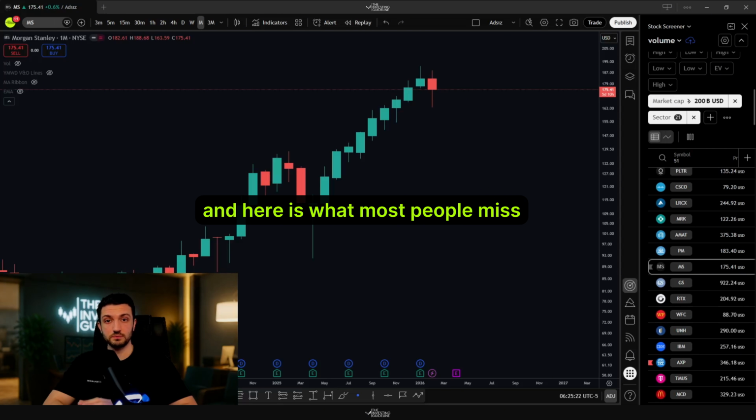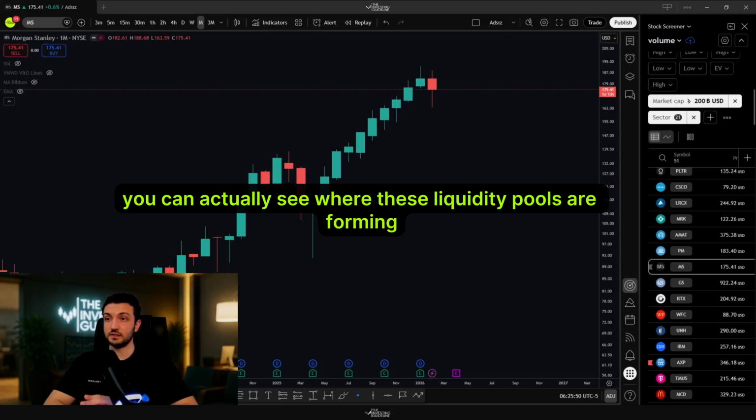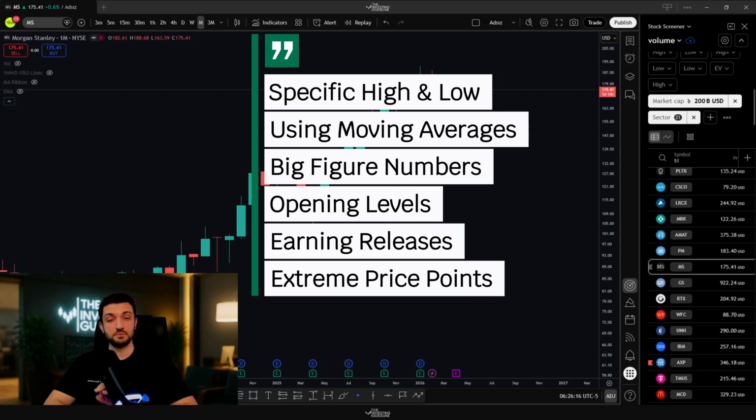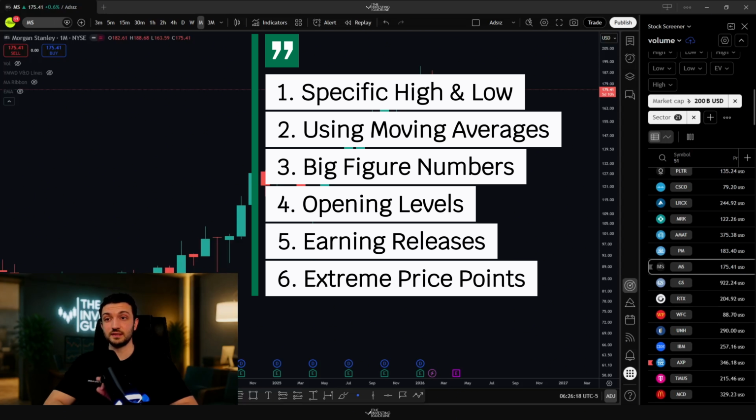And here is what most people miss. You can actually see where these liquidity pools are forming on the chart before the reversal happens. And that is what I'm going to show you. I will share 6 specific locations where I consistently find real liquidity sitting. These are not random levels. These are areas I have studied deeply over the years through backtesting and real trading. And I haven't seen anyone explain all 6 of these together in a clear way. So I suggest you focus carefully. Let's go through them one by one.